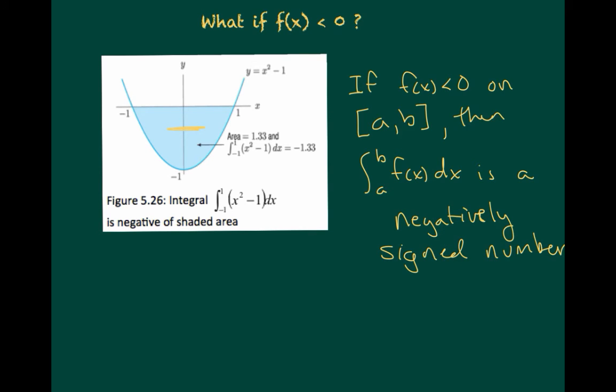If f of x is less than 0 on some interval from a to b, now you don't understand this yet, but this is where a is less than b, so a is to the left of b, then the integral from a to b of f of x dx is a negatively signed number. The area is still positive, but it's negatively signed. By the way, pay attention to how I just said that. I said the integral from a to b of f of x dx. All right? Okay, let's take one more look at that example and then we'll talk about some vocabulary.